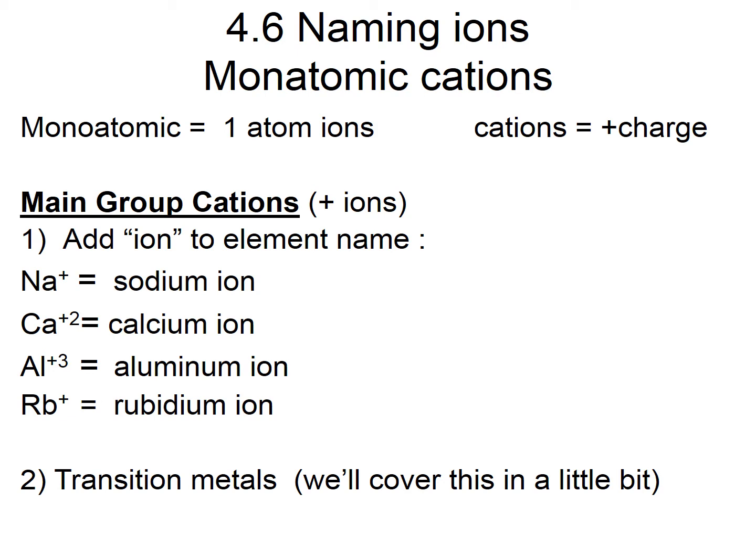And these names are very simple because you should have memorized what these ions are. So sodium is always a +1 ion. Aluminum is always a +3 ion. And so that way, just by saying calcium ion, everybody knows you mean a Ca+2. It's always the same thing. We'll get to transition metals later, but they're much more complicated.